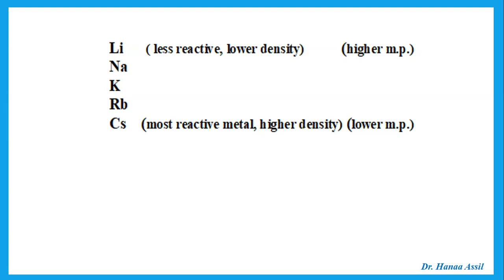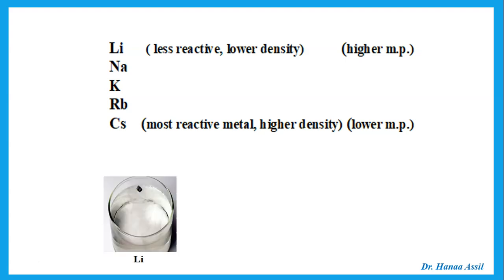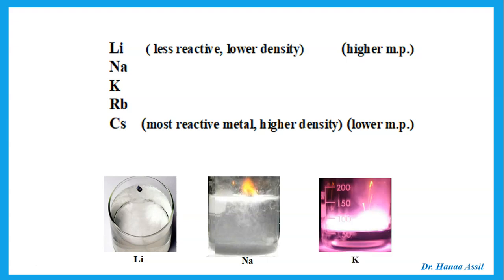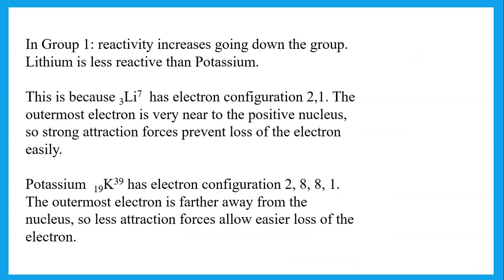So as we go down group 1, the reactivity increases. The density increases. But the melting point decreases. Remember, lithium is less reactive than sodium, less reactive than potassium. Cesium is the most reactive in that group. The reactivity and density increase down the group, but the melting point decreases.